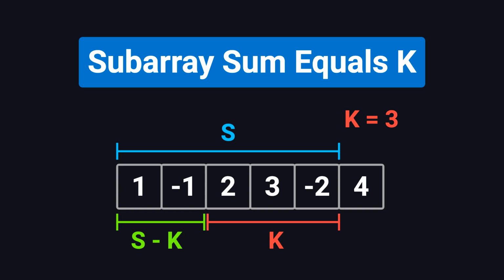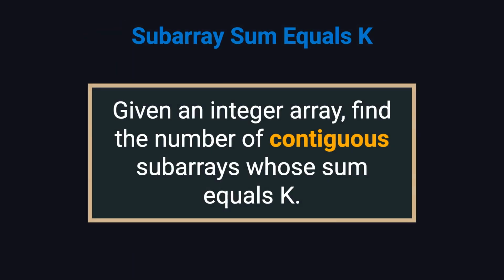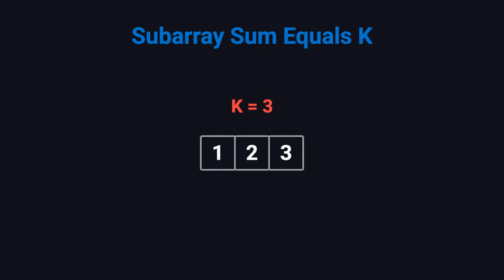Today we're looking at a classic interview problem, Subarray Sum Equals K. The question is simple. You're given an integer array, and you need to count how many continuous subarrays have a sum exactly equal to k. Let's start with an easy example. Suppose the array is 1, 2, 3, and k equals 3. The valid subarrays are 1 plus 2 and also the single element 3. That gives us 2 subarrays.